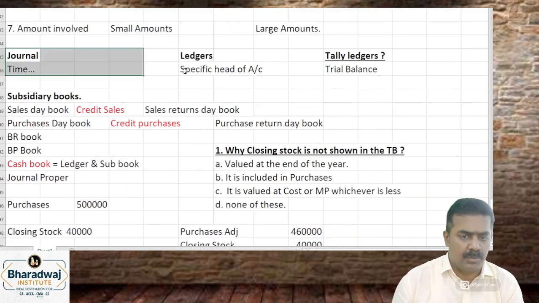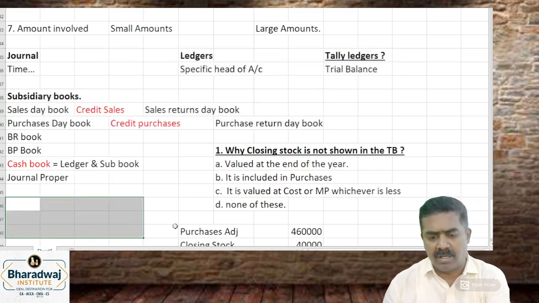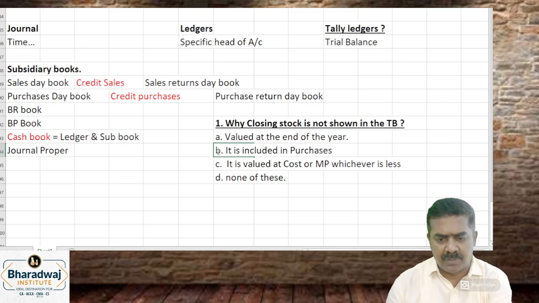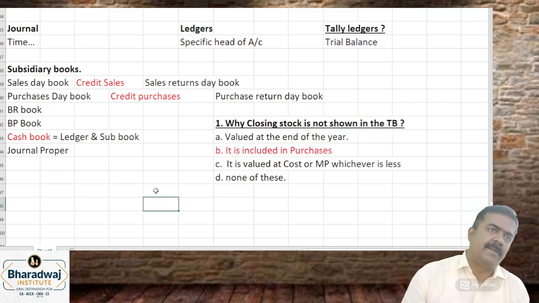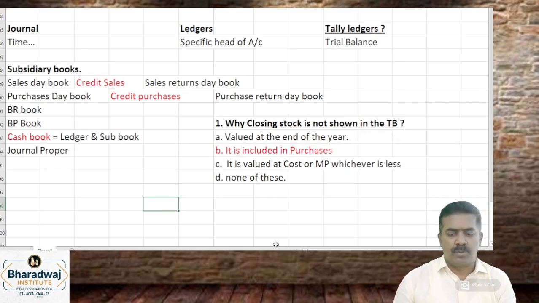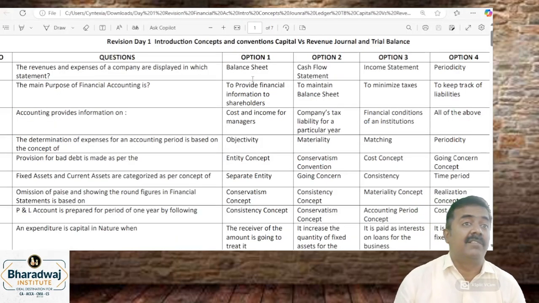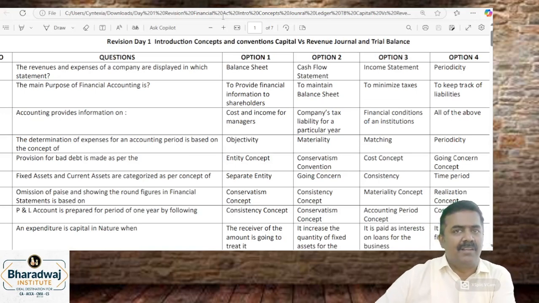Okay, so this is about journal, ledger, trial balance and subsidiary books, and how to record the transactions and the money. The answer for why closing stock is not shown in the trial balance is that it is already included in purchases. So for today's requirement, we revised the concepts. Now it is time to solve multiple choice questions.